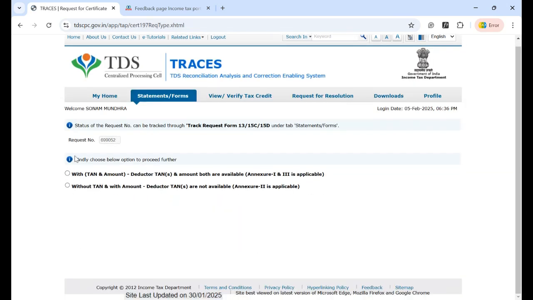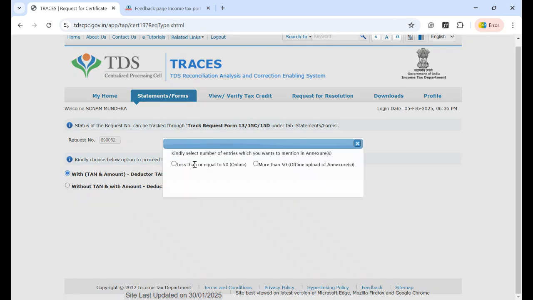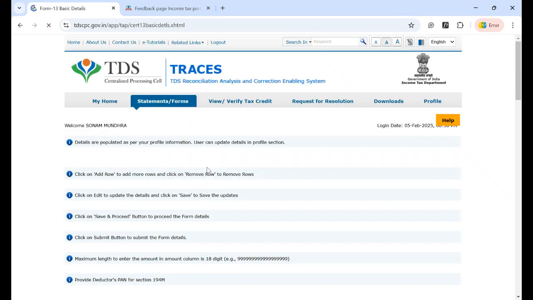Whether I have information of my deductor, like TAN number and the amount he wants to pay me without deducting TDS or at a lower TDS, then I will go with this click. Whether it is less than or equal to 50 line items or more than 50. If it is more than 50, I need to provide it through an annexure. And if it is within 30, I need to choose this one.